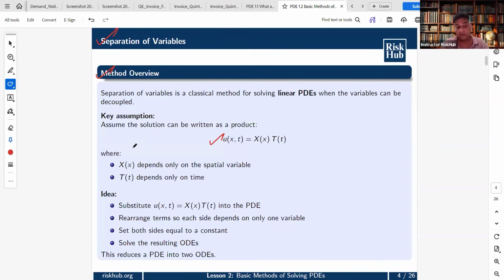The idea is simple. Assume u(x,t) is equal to X(x)T(t). Substitute into the PDE, rearrange so one side depends only on x and the other only on t. Set both sides equal to a constant, and solve two ODEs instead of one PDE. This works best for linear PDEs with simple boundary conditions. The financial connection here is that after transformation, the Black-Scholes PDE can be converted into something like a heat equation. Separation of variables gives intuition of how option values evolve through time. Right? So rearrange terms so each side depends on only one variable, set both sides equal to a constant, and solve the resulting ODEs. This reduces the PDE into two ODEs, right?